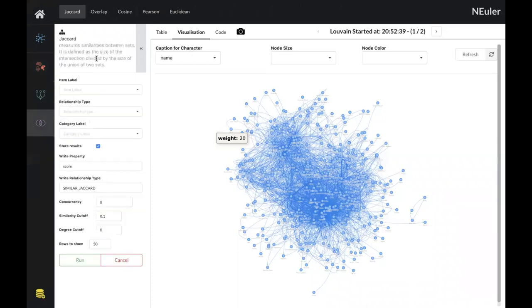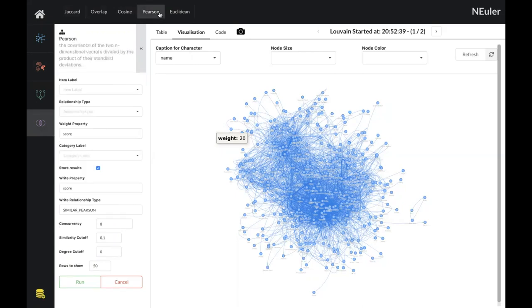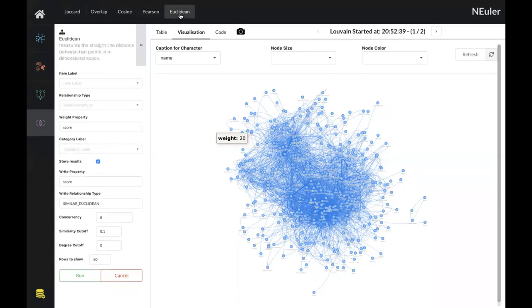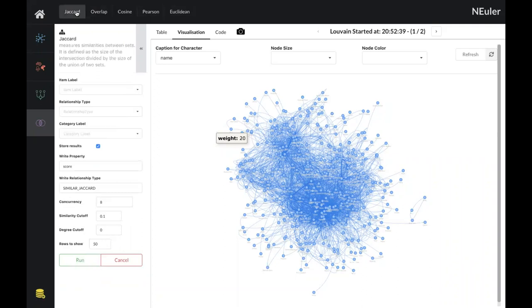So what's this one here? For example, Jaccard similarity here at the top, cosine similarity, Pearson similarity, Euclidean similarity. Those are the algos that are currently in there. The one that we use most, so they tell me, is Jaccard similarity, but I'm not the expert on this.